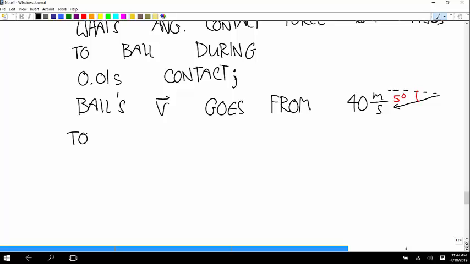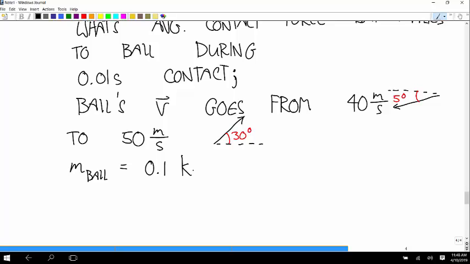to 50 meters per second this way, where this angle is 30 degrees. And the mass of the ball is right about 0.1. A baseball is 0.145 kilograms. Let's just call it 0.1 kilograms.